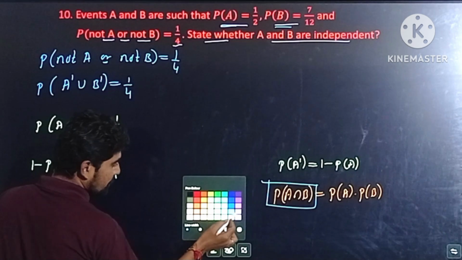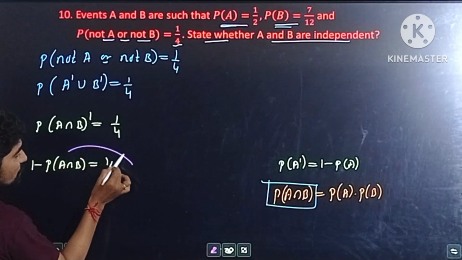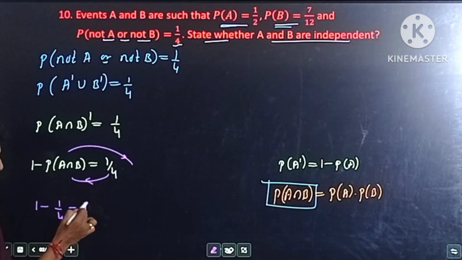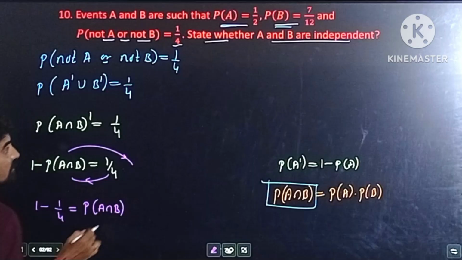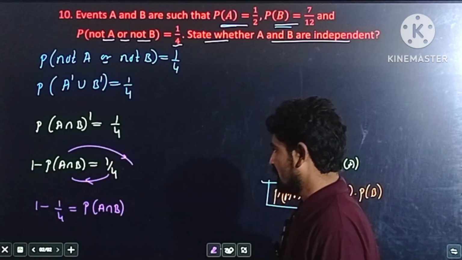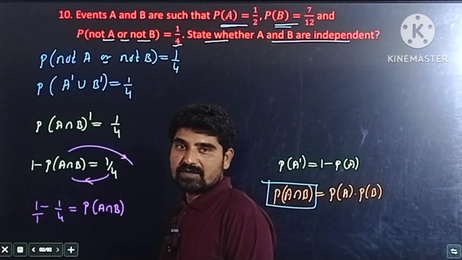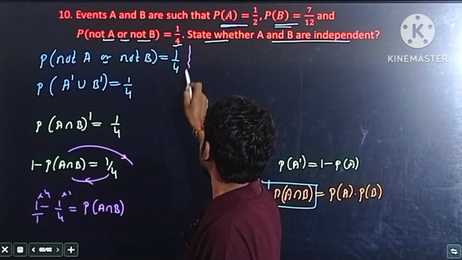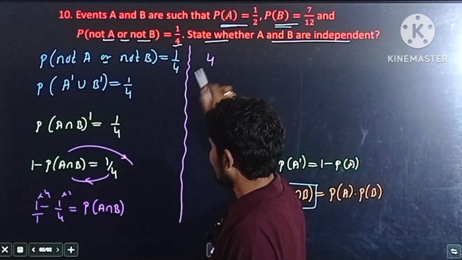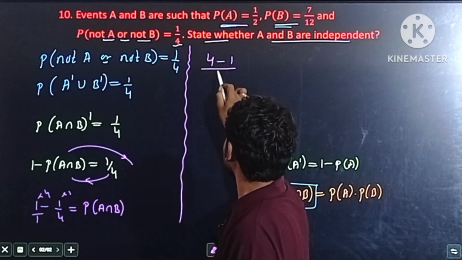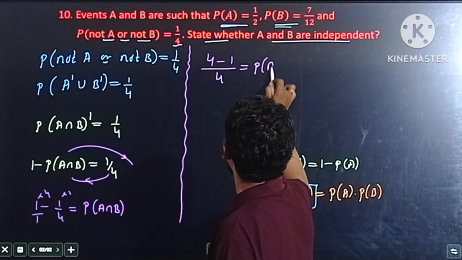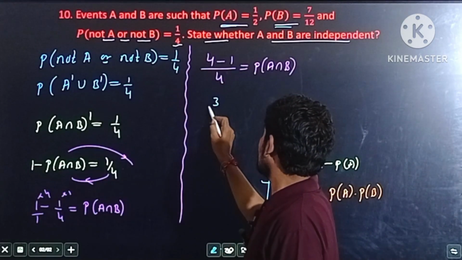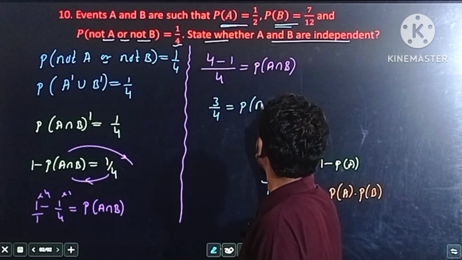Now by this, probability of A intersection B shifts to the right and 1/4 to the left. So 1 minus 1/4 is equal to probability of A intersection B. Now on the left side we may take the LCM. LCM of 1 and 4 is 4. So here multiply by 4, here multiply by 1. So 1 into 4 is 4, 1 into 4 is 4, minus 1 into 1, 1, divided by LCM 4, which is equal to probability of A intersection B. And now see here, 4 minus 1 is 3, so 3/4 is the probability of A intersection B.